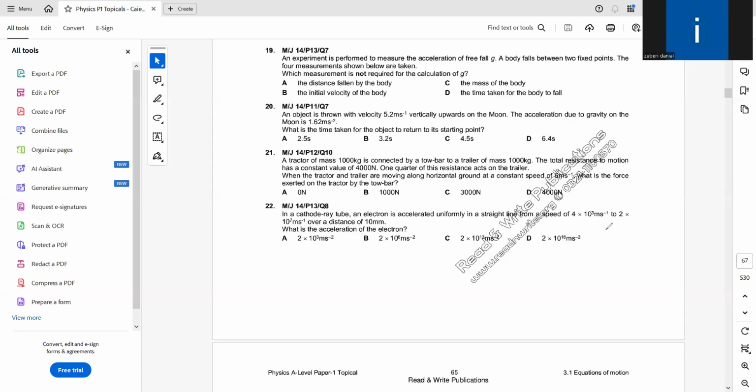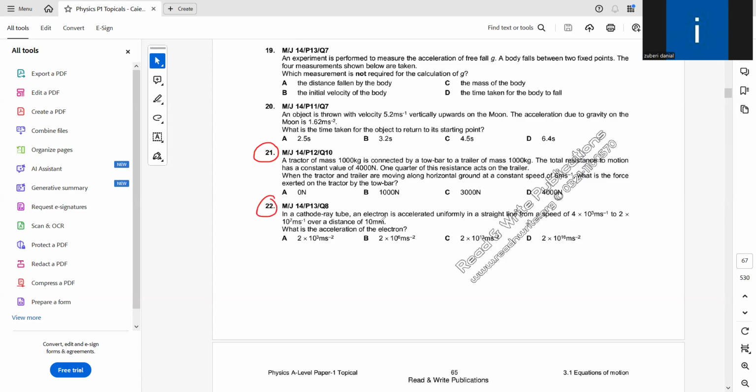Okay, so question number 21 is not directly related to equations of motion, so we are going to skip it. We are going to obviously cover question 21 in the next series of this video series. Let's move on to question 22.